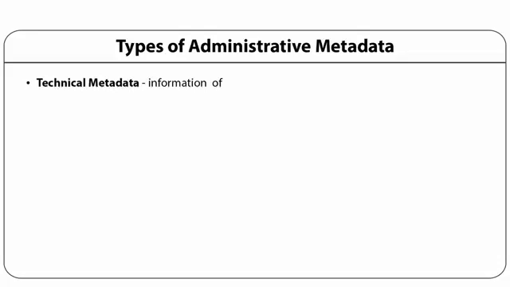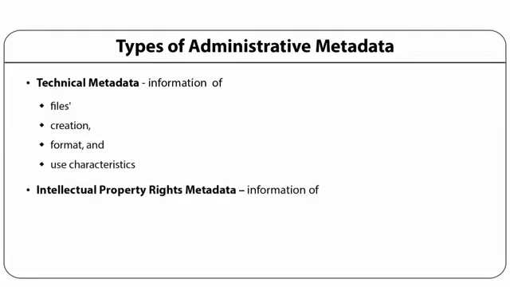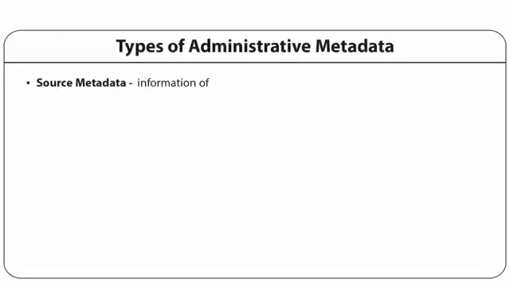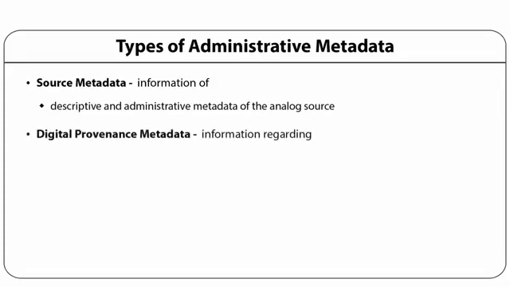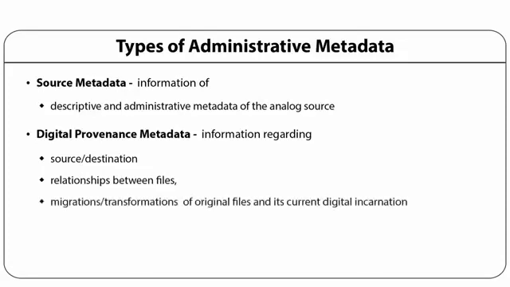The first one is technical metadata. Technical metadata gives information of files, creations, format, and use characteristics. Intellectual property rights metadata gives information about copyright and license information. Source metadata gives information of descriptive and administrative metadata of the analog source. The final, digital provenance metadata, gives information regarding source or destination and the relationship between files and migration or transformation of original files and its current digital incarnation.